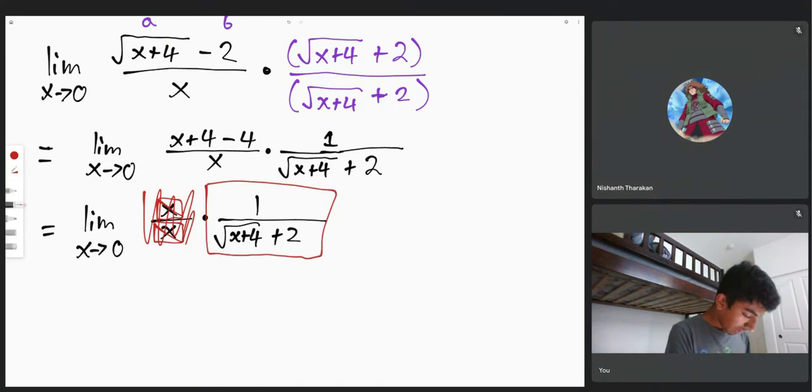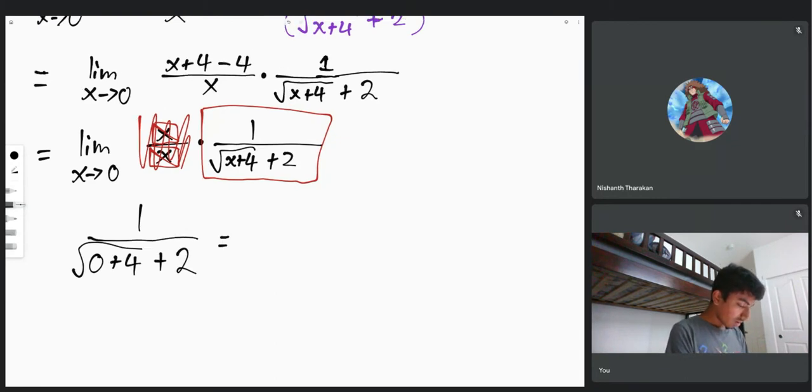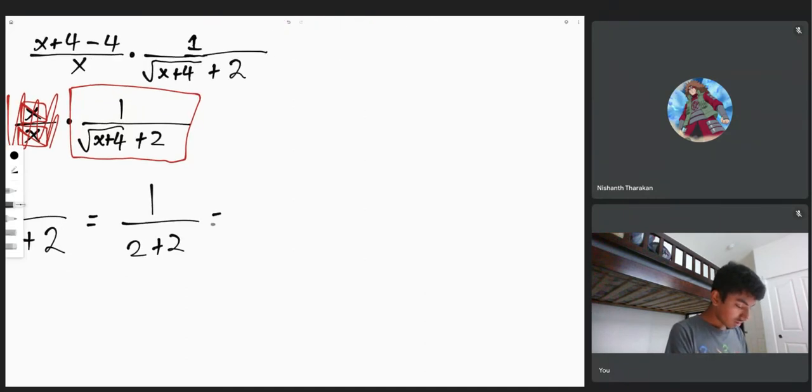And now we can just substitute, and we will get 1 over root 0 plus 4 plus 2 equals 1 over 2 plus 2. Our answer is 1/4.